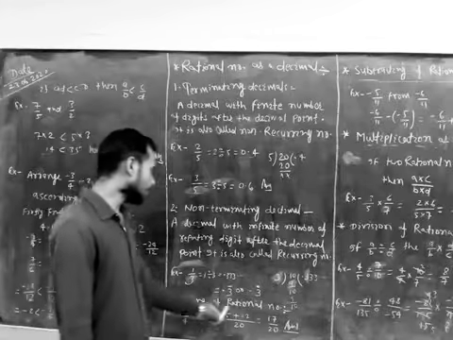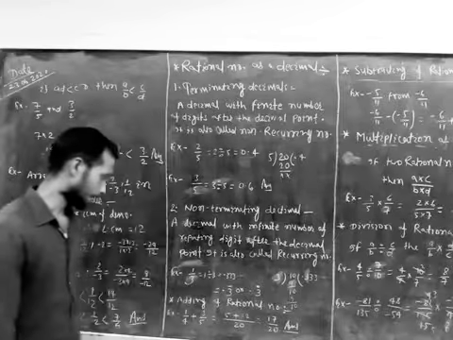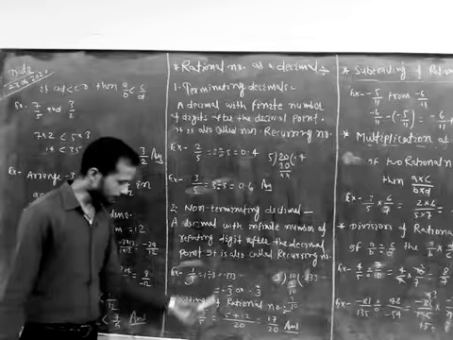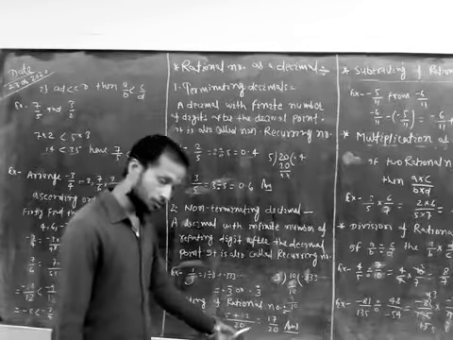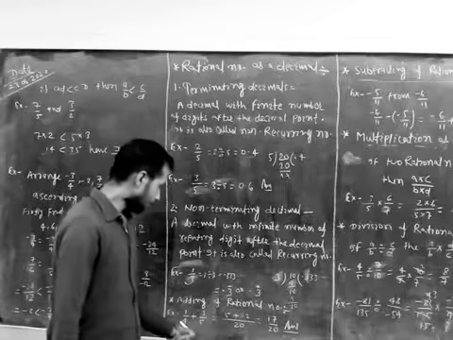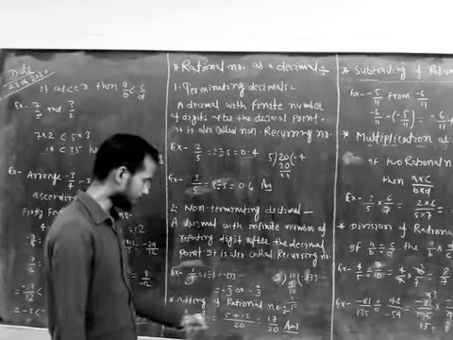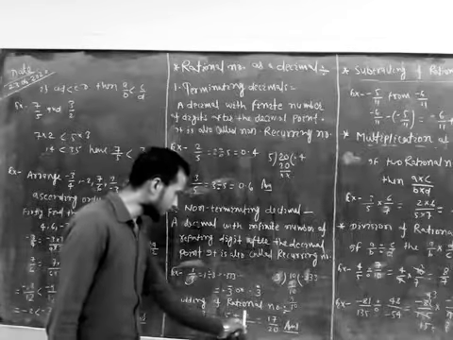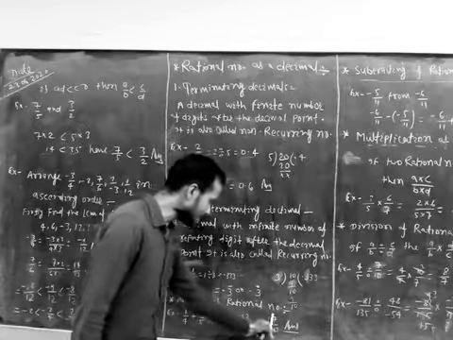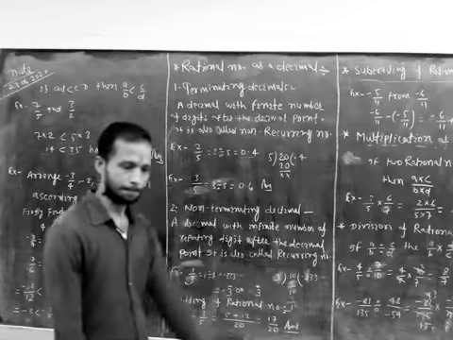Next, addition of rational numbers. 1/4 plus 3/5. The denominators are 4 and 5, and the LCM is 20. 4 fives are 20, so 5; 5 fours are 20, 4 threes are 12, so 12 and 5 gives 17/20.